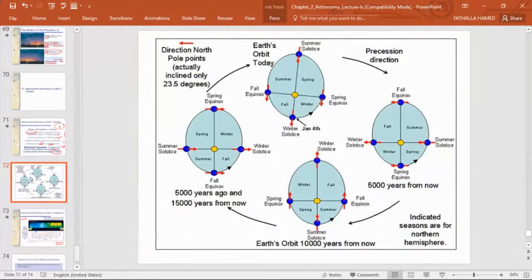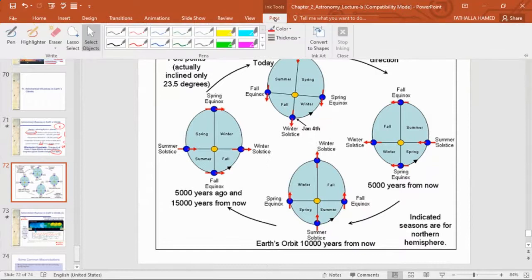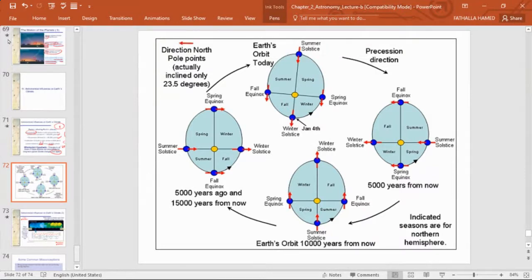So, for example, if you look at this slide here, and you look at the Earth's orbit today, and then you try to look at the precession and how the Earth is precessing, you will see how the seasons are changing. So that's what's going to happen 5,000 years from now. That's what will happen 10,000 years from now, and so on. So you can see the effects here of how it's going to affect that.